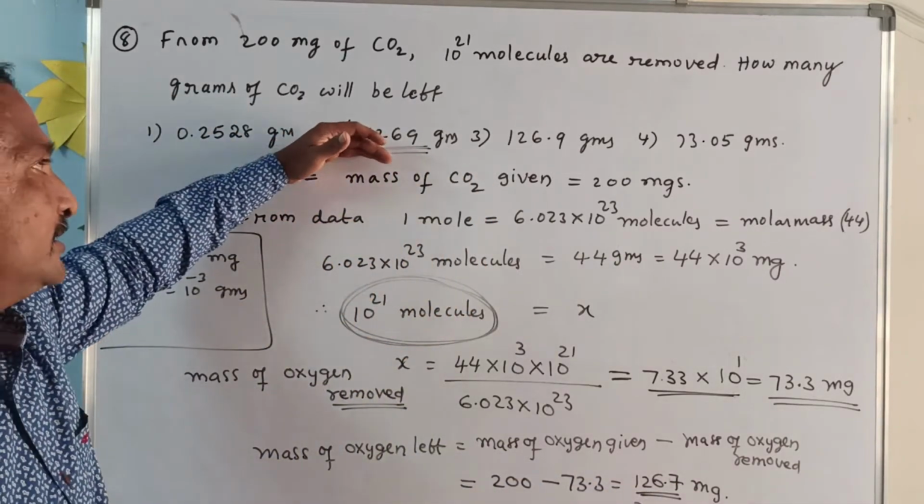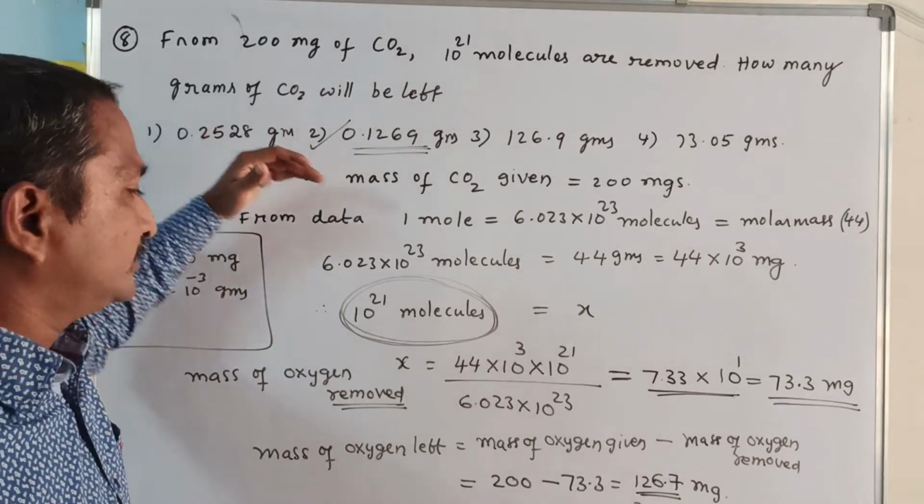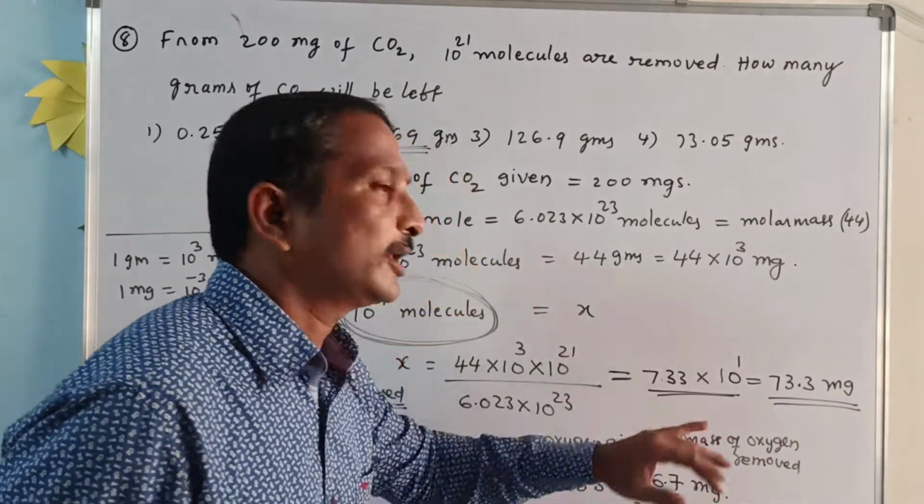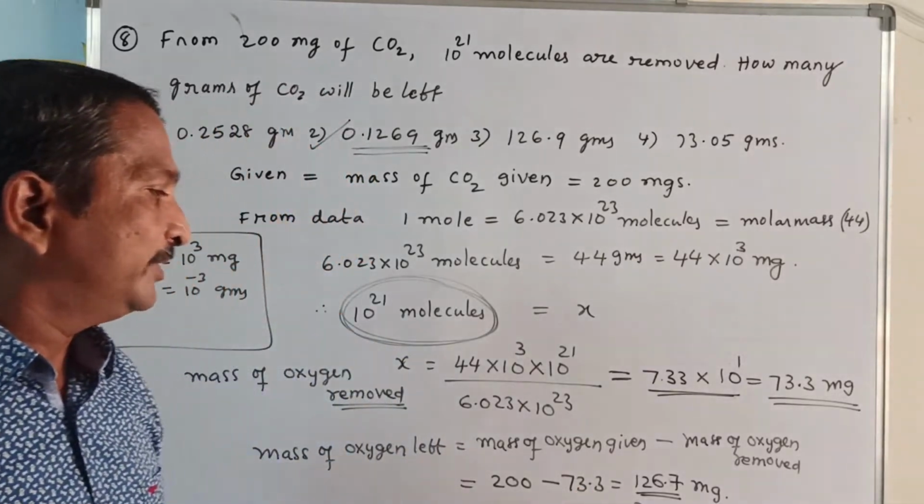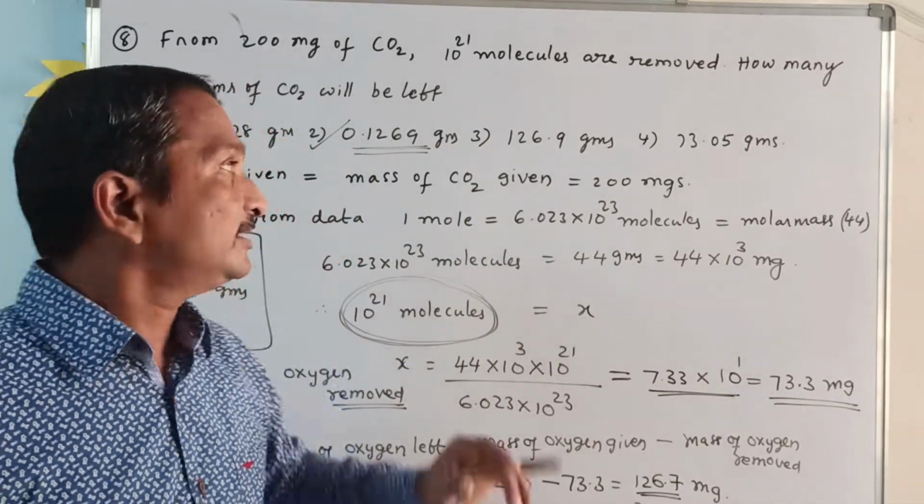But in the options the units are grams. That's why this milligram value should be converted into grams. How can we convert milligrams into grams? It should be multiplied by 10 power minus 3. Clear? The second option is correct.